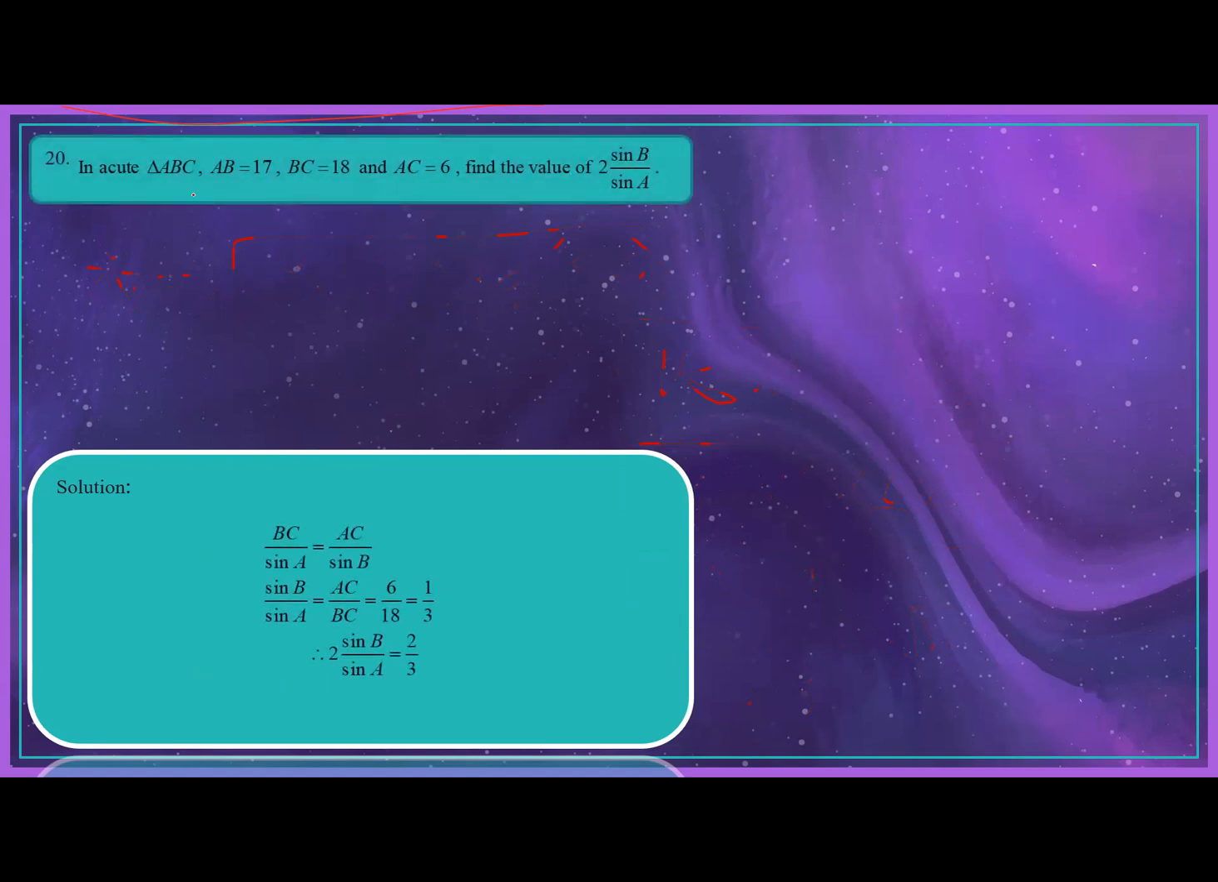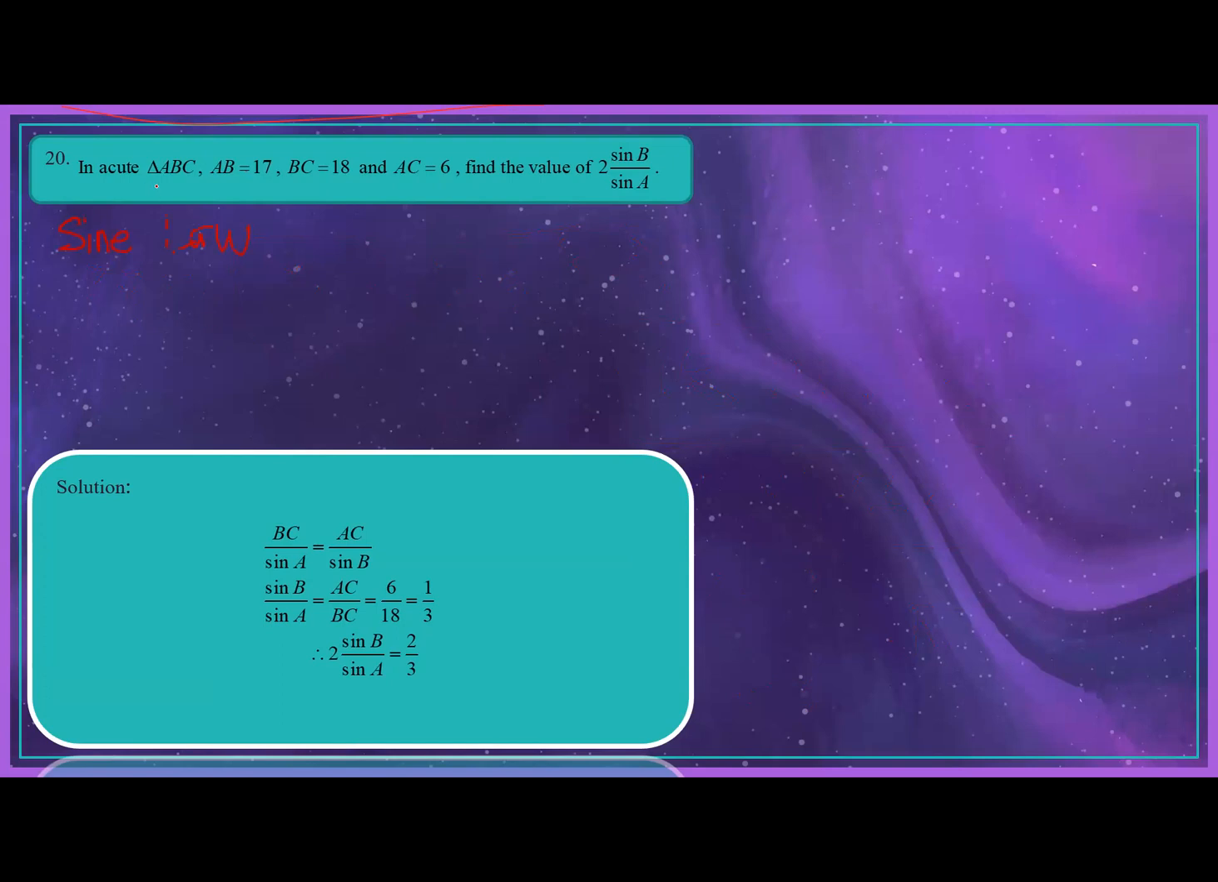Okay, so here in acute triangle ABC, you have AB equals 17, BC is 18, and AC equals 6. Find the value of 2 times sine B over sine C. So this is called the sine law. Okay, sine law, which is easy.